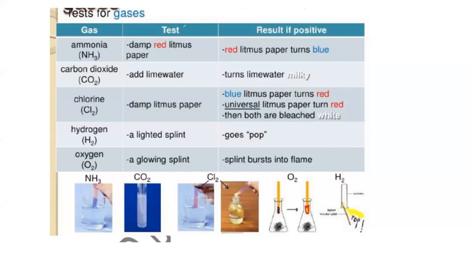So this is also something you have to learn: the tests for the gases. If we have ammonia gas, it will turn red litmus blue. If it is carbon dioxide, we add lime water, and it will turn it milky. If it is chlorine gas, we take a damp blue litmus; it will turn red and then bleach. Bleach means the color will be removed.